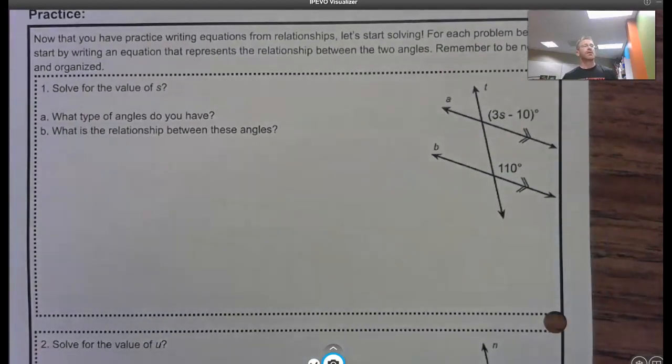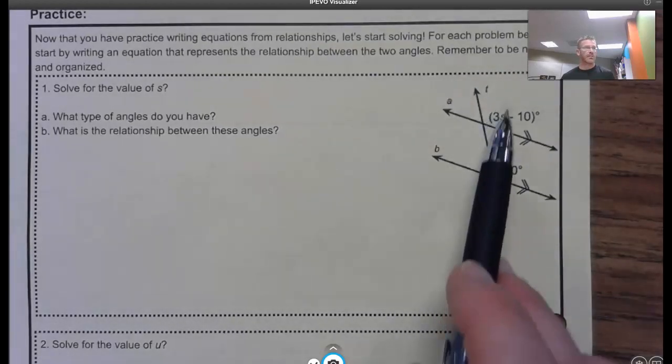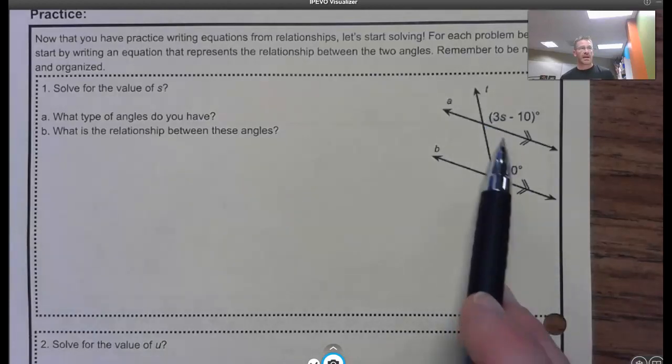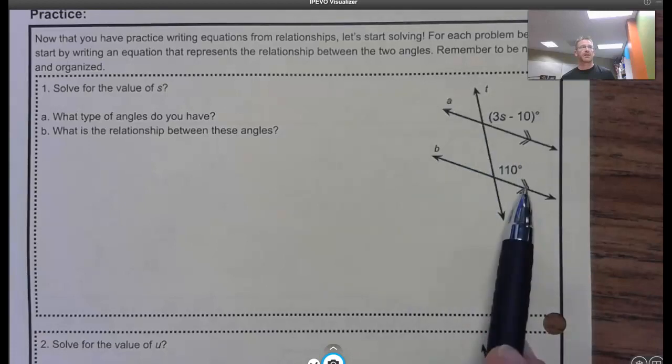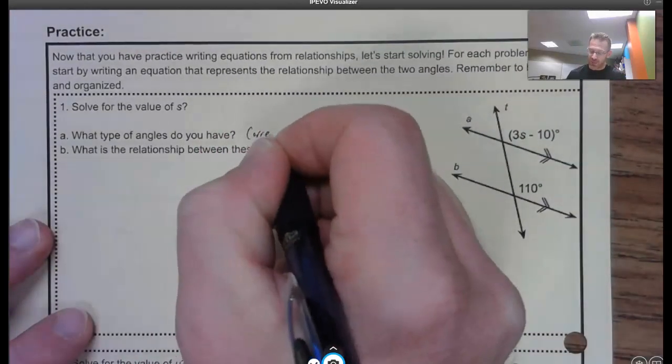Once again, it always starts with what kind of angles do we have, and then what is the relationship based on that type of angle. Now when we look at our problem, we want to solve for the value of S. I look at my two angles. Well, these two angles are corresponding angles, with parallel lines. So what type of angles do we have? We have corresponding angles.